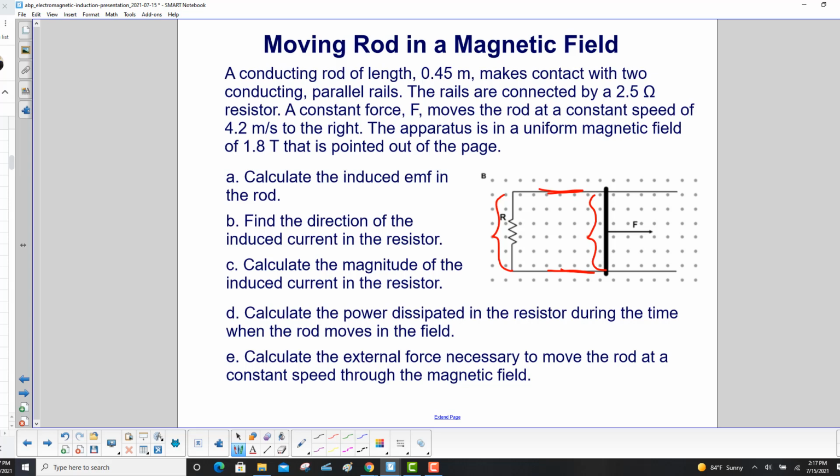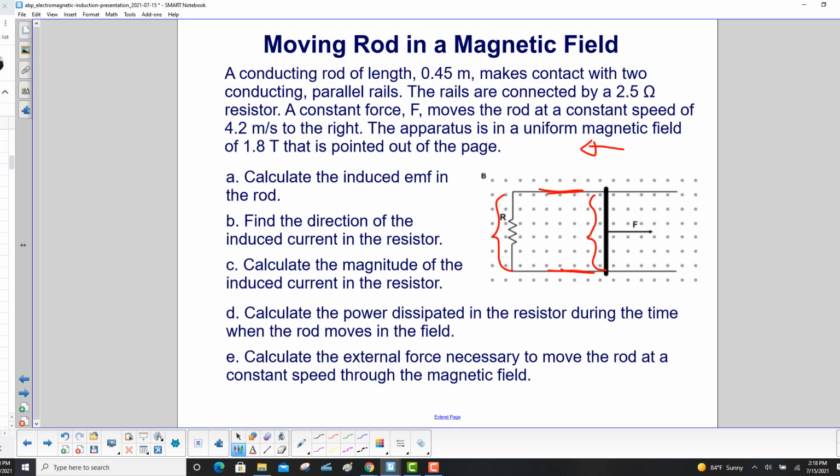And you might say, how can that happen, right? A constant force, you should have acceleration. Well, there's going to be a force in this direction due to the changing magnetic field. The apparatus is in a uniform magnetic field of 1.8 Tesla that points out of the page.